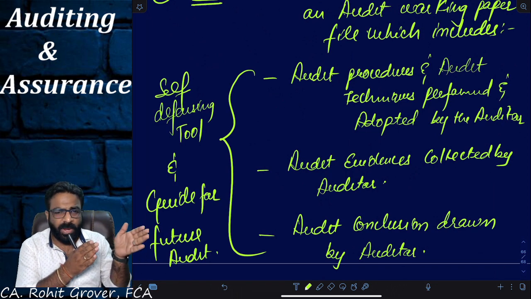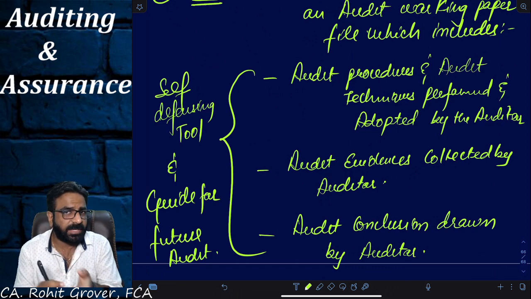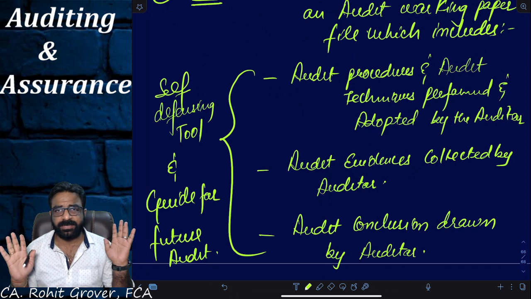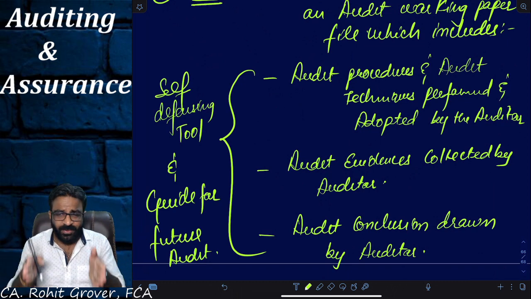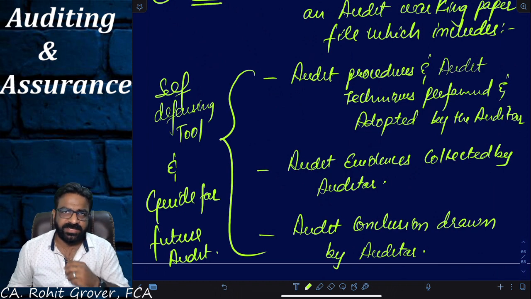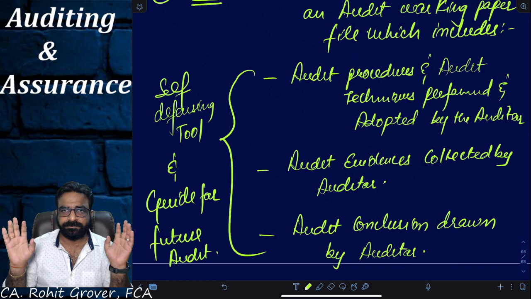So remember one thing, everything you have to make sure should be part of your audit documentation. Make a record of everything. That is what you mean by documentation. This is only the definition which is telling you the three points. But let me tell you one thing, practically, we make a record of everything.